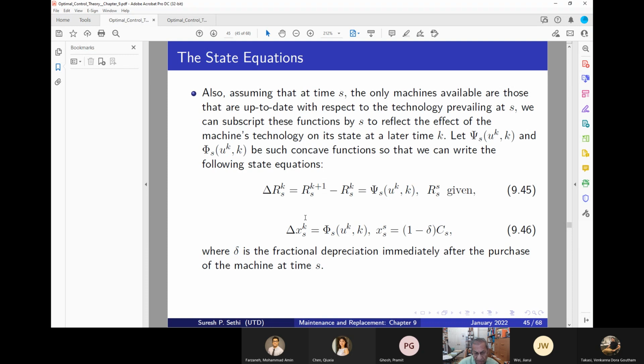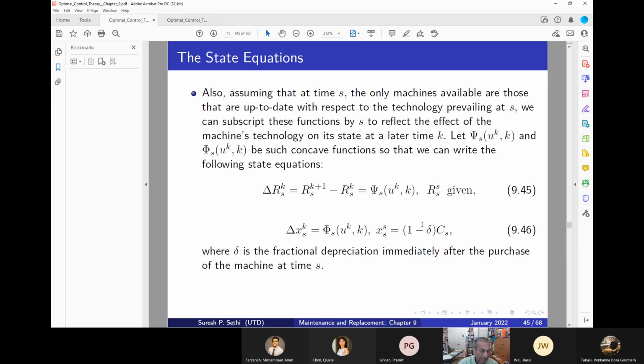How does the machine salvage value increase or decrease? It's given by phi s, UKK again, and XSS. Now notice here I did something. XSS is the salvage value of the machine at the beginning of period S. Remember, we bought the machine at the beginning of period S paying that much. But once we buy the machine and it's in our hand, there's always a depreciation. You can never buy a car at $20,000 and immediately sell it for $20,000. You will probably sell it for 18, and whatever that difference 20% is, and that's your delta.